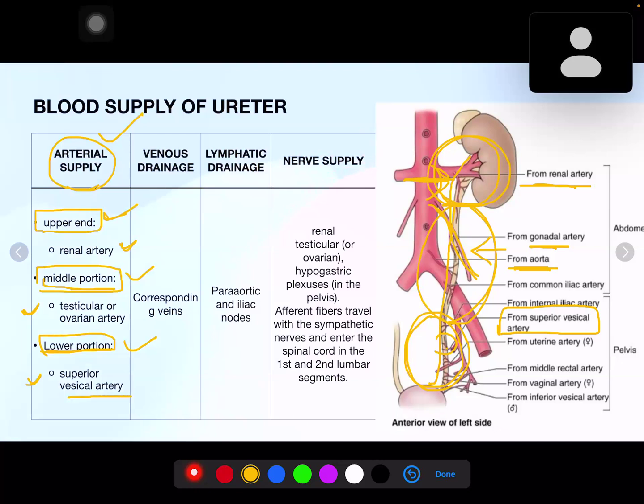And the lower portion, you can say, because the ureter is ending at the bladder, the arterial supply would be the bladder arterial supply, like the superior vesical artery. Okay, so that's the way to remember.